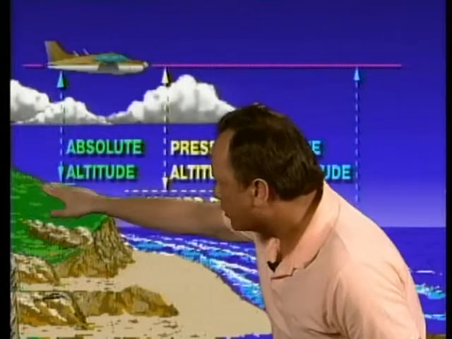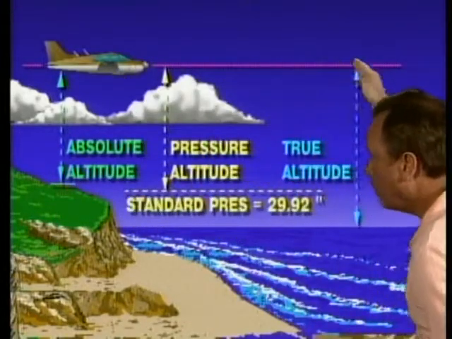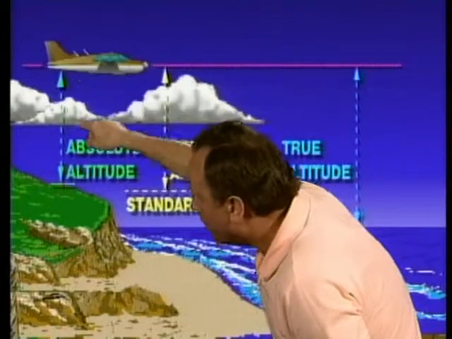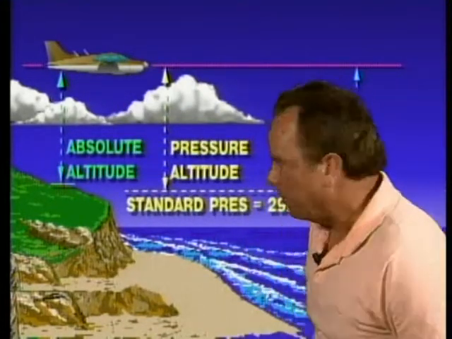If you know the height of the terrain and you know your true altitude, you can figure out the absolute altitude by subtracting, but that's the only way you would know it. So absolute altitude is the vertical distance of the aircraft above the surface. That's the absolute altitude. Finally, let's take a look at pressure altitude.